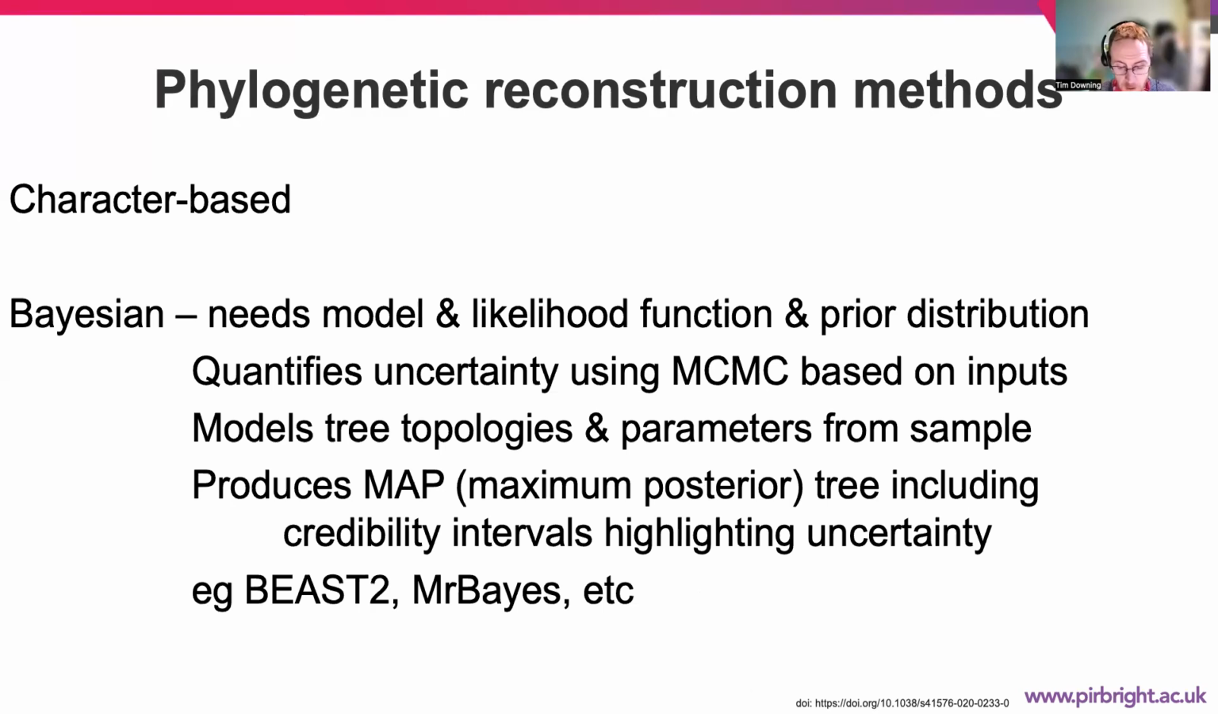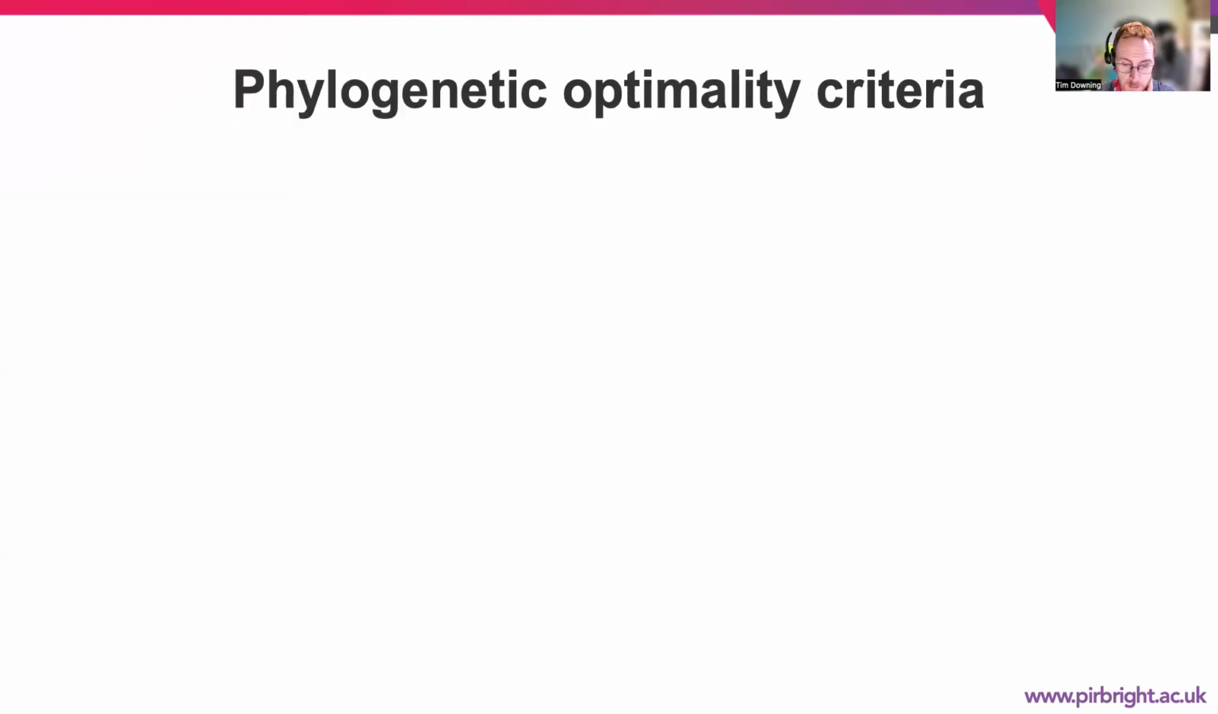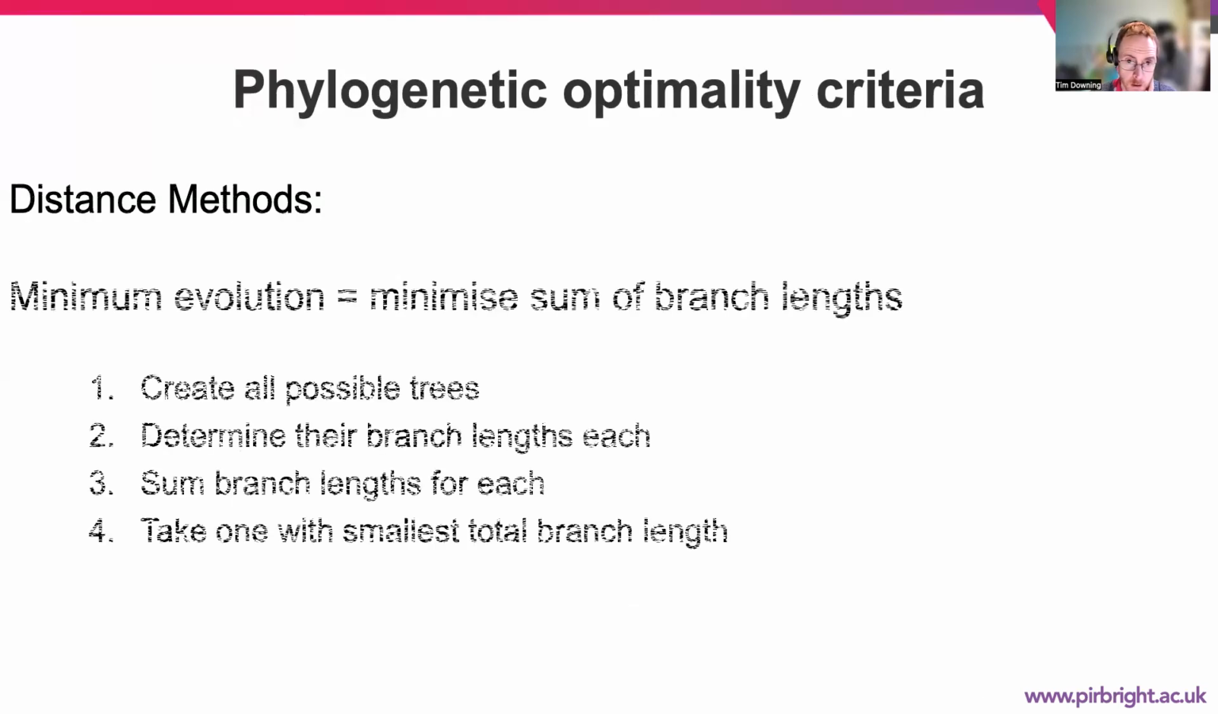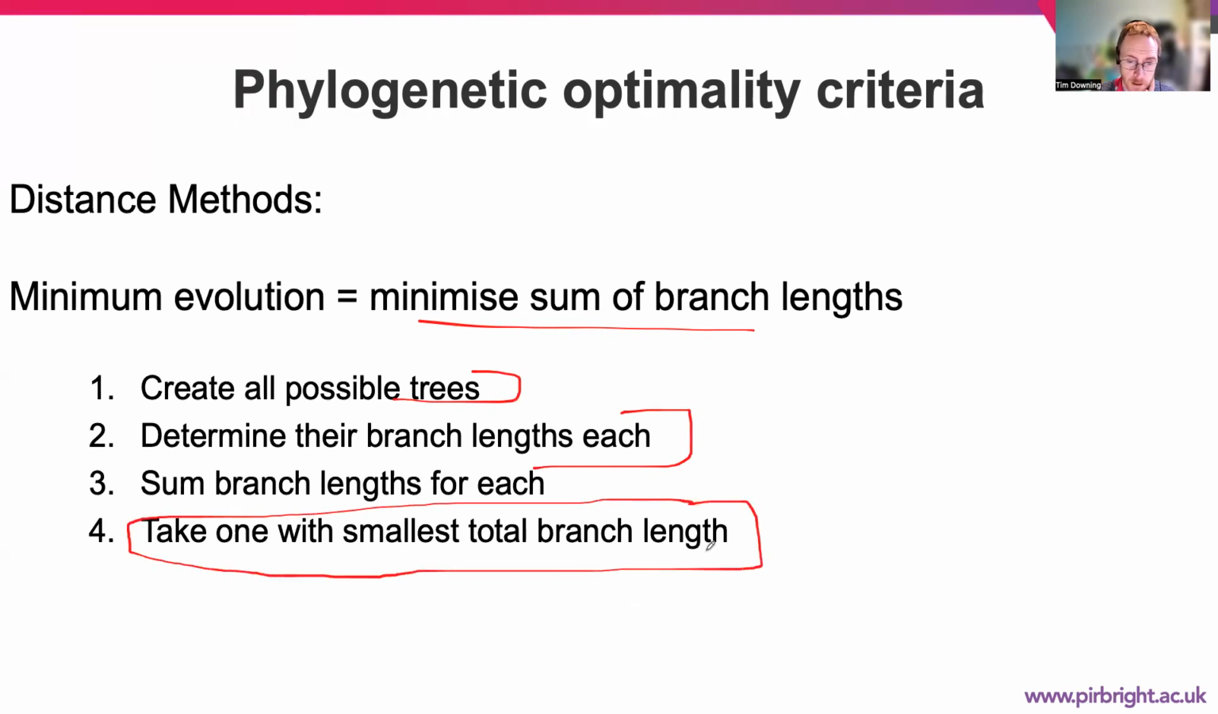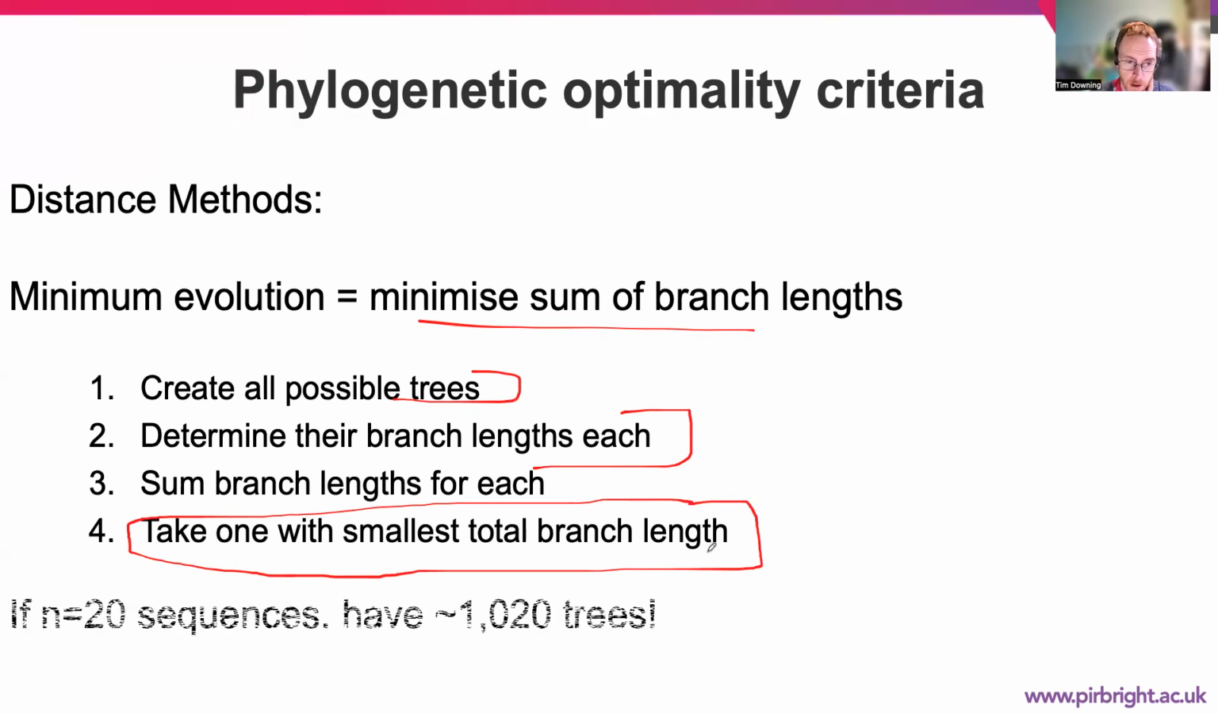So we talked about how we approach these different algorithms. An example of this is minimum evolution, where we minimize the sum of the branch lengths that are present. So we create all possible trees that are present, sum up their branch lengths, and take the one with the smallest overall branch lengths. This is tricky because if we have just 20 samples, we'd have many, many trees.